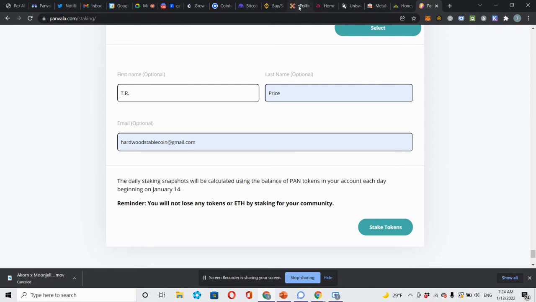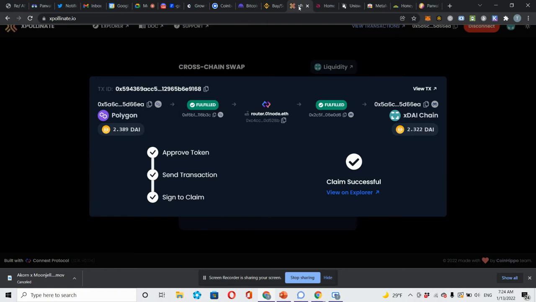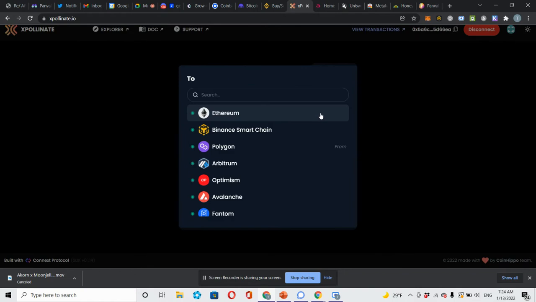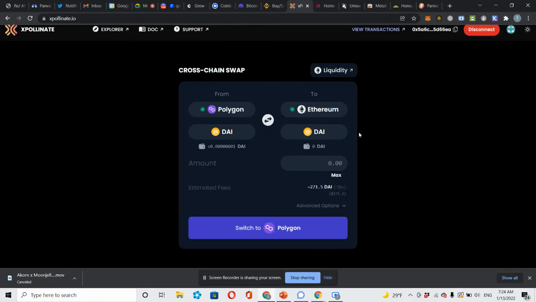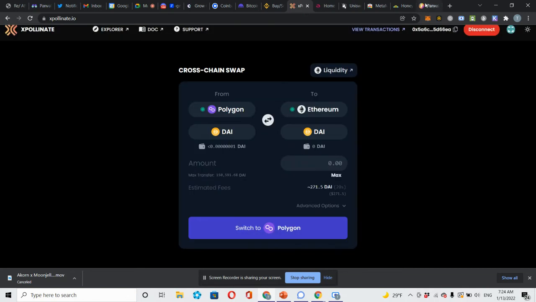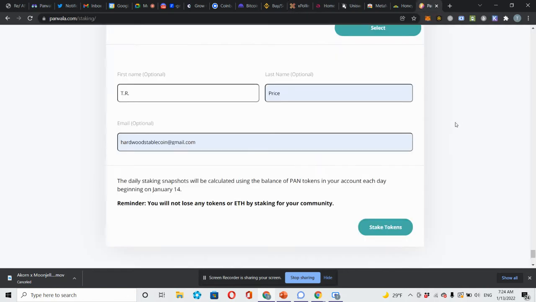So we can come back over and say that we just did this transaction on Ethereum. So we were going from Polygon to Ethereum. We have DAI, and that's the token of choice here. And here we would have our Panvala in our wallet that we then stake.